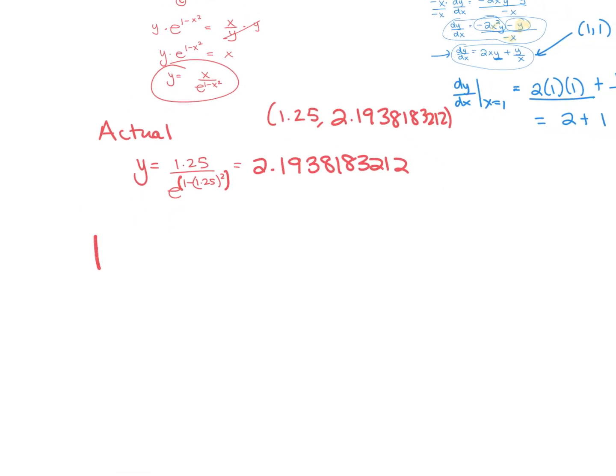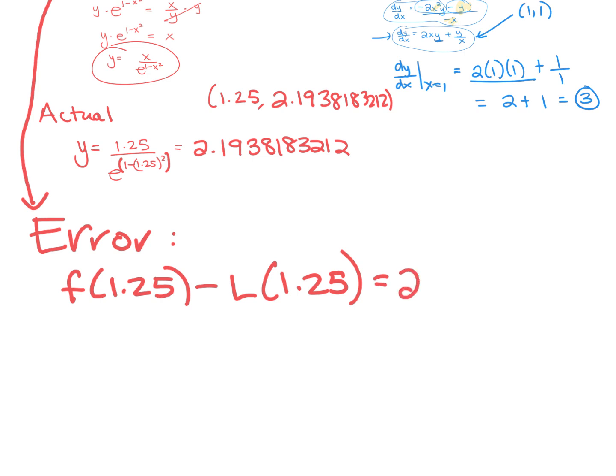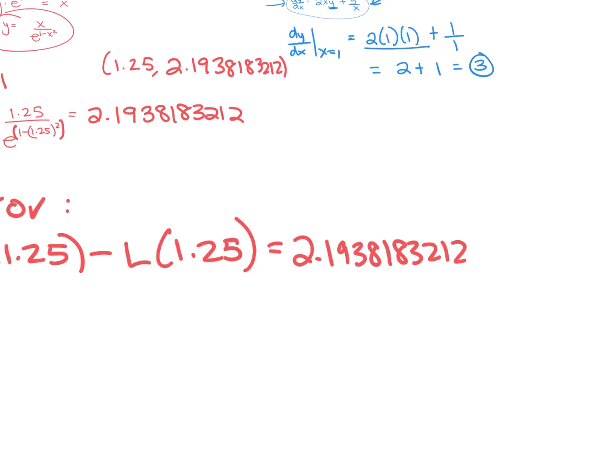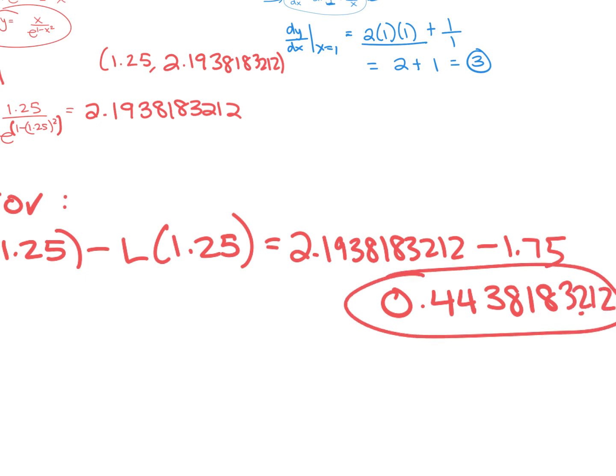Okay, so if we're going to calculate the error, this is the answer for part C. The error is going to be f of 1.25, the actual, minus the approximate answer, which is using our linearization equation. We get 2.1938183212 minus 1.75, and we get 0.443818... 3212. Okay, that is the amount of error.